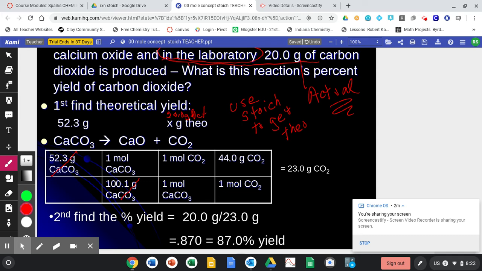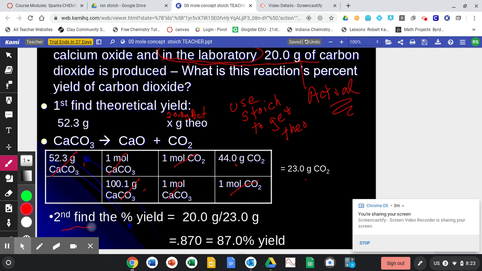So now I'm ready to use mole ratio. 1 mole of calcium carbonate is equal to 1 mole of carbon dioxide. And now 1 mole of carbon dioxide weighs 44 grams. So on my calculator, I'm taking 52.3 times 44, dividing it by 100.1, and I get 23.0 grams CO2.